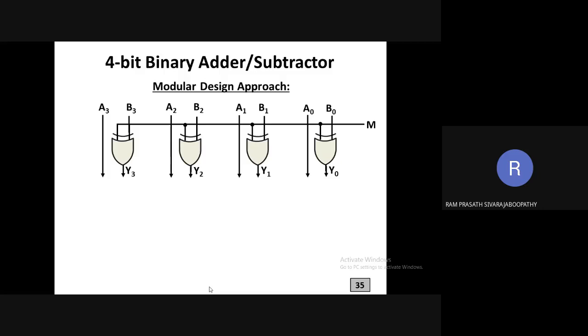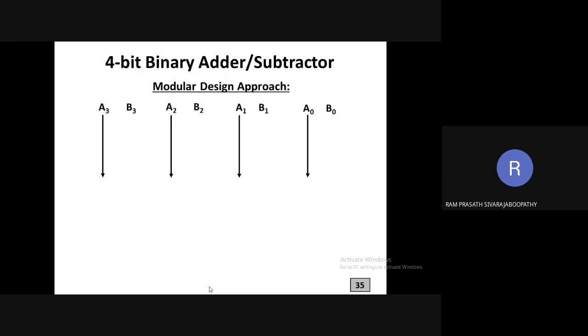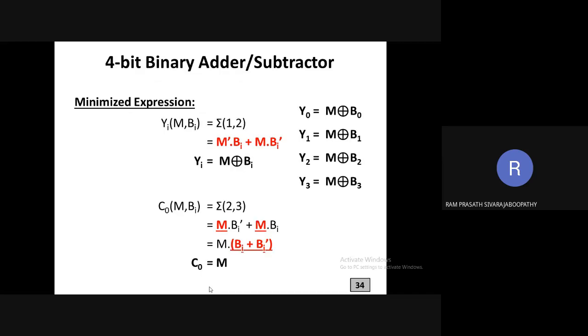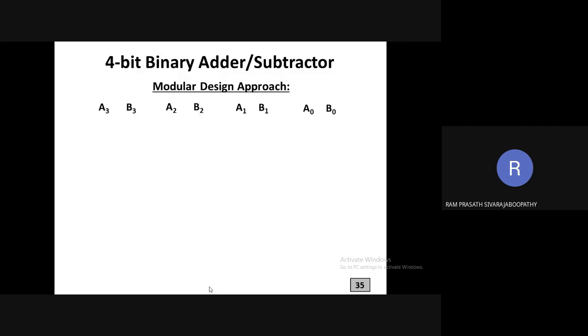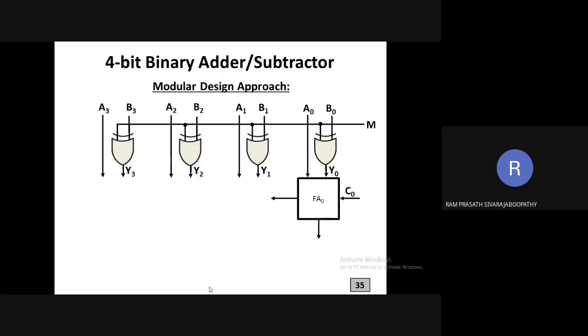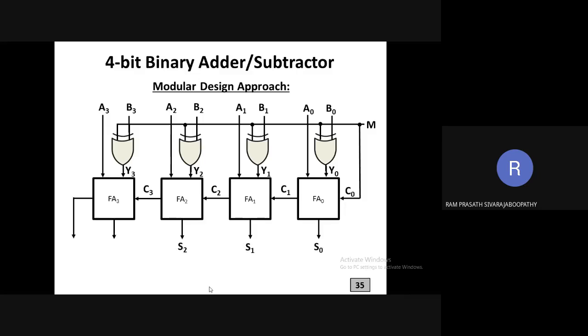Okay, clear. Now, what about my initial carry? Look at what we said for C0. What about C0? C0 is equal to what? M. So what can we do now after this step? What can I do for this C0? I can connect M. Listen carefully. I am connecting M with C0. So C0 is equal to M. So I directly connect M to C0. The remaining things we are doing as it is. So this is the final circuit.